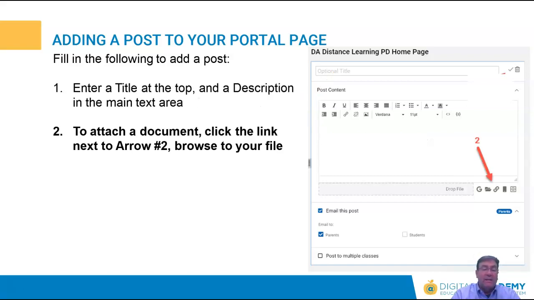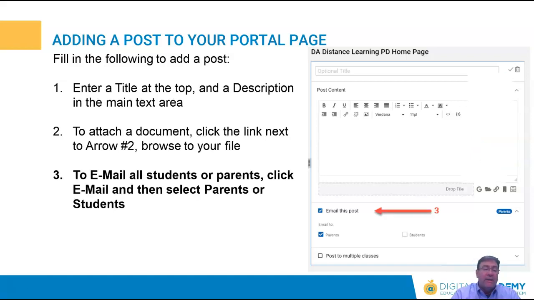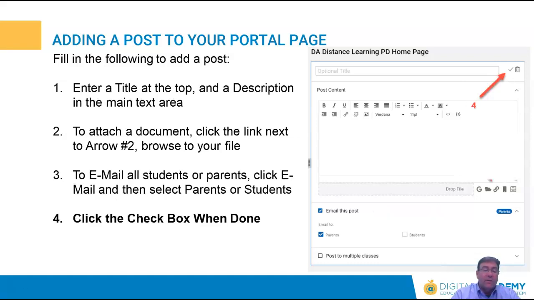To attach a document, click the document link below, browse to the document, and it will be attached to your post. Students will be able to access the document by clicking a link in your post. If you'd like to email students or parents, check the Email This Post button, and then select whether you want the email to go to parents or students or both. When you're done, click the checkbox in the upper right corner.